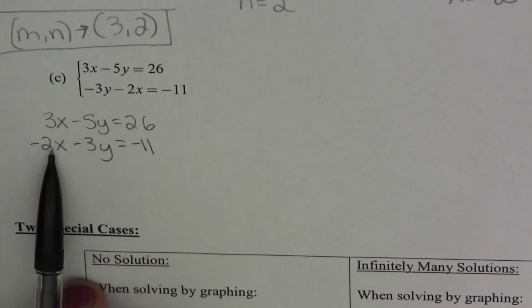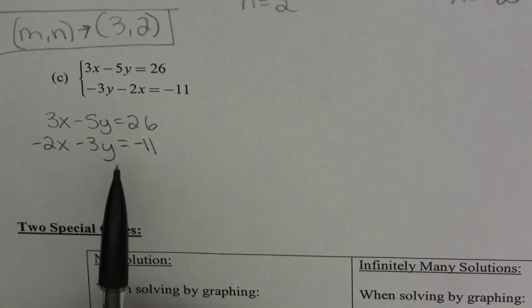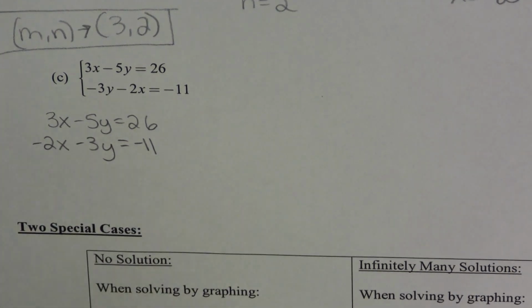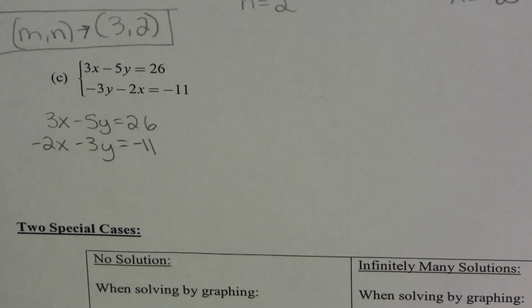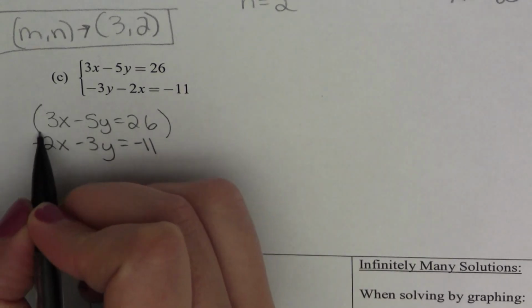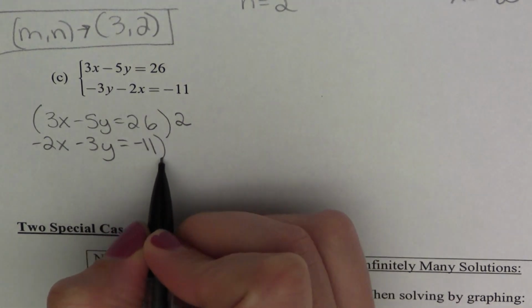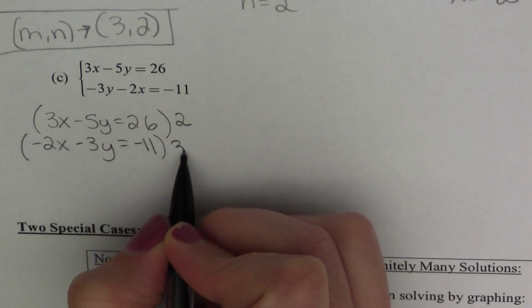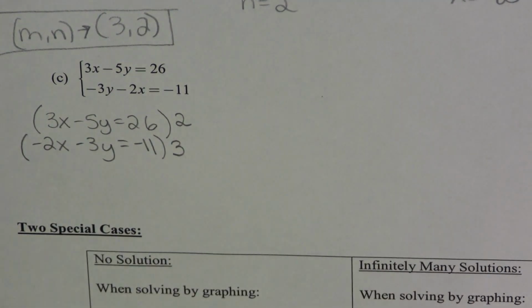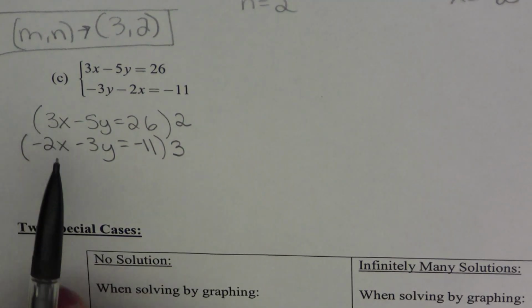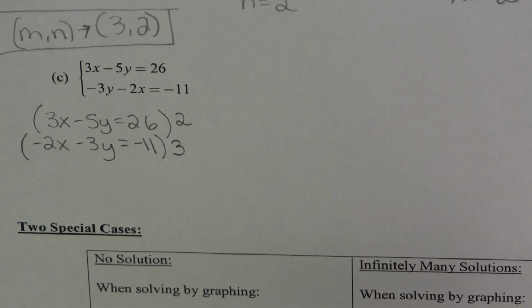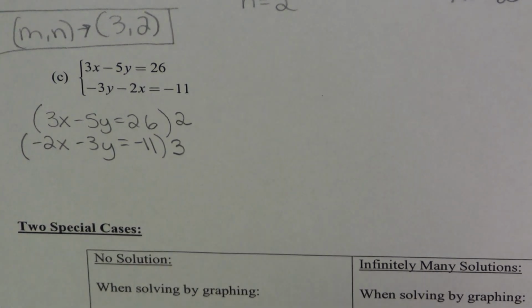Now I want to decide, should I compare my 2's and 3's or my 3's and 5's? I think I'm going to go with my 2's and 3's. The numbers are a little bit smaller. I want to turn those both into 6. So I'll multiply my top equation by 2, bottom equation by 3. I want to just check the signs. One will be positive, one will be negative, so I'm good to go ahead and add those.